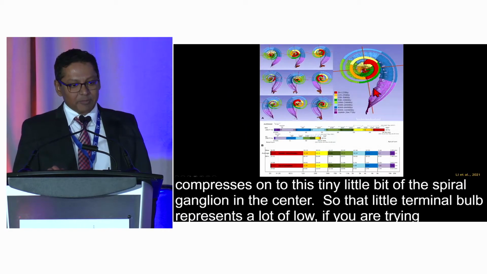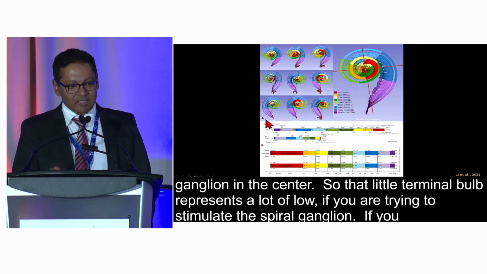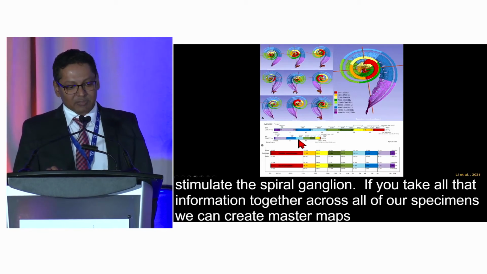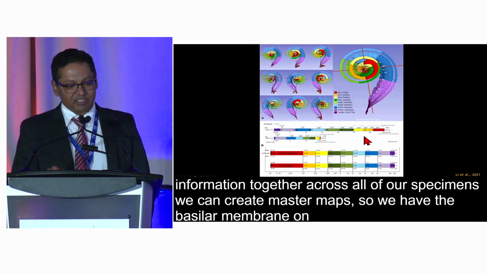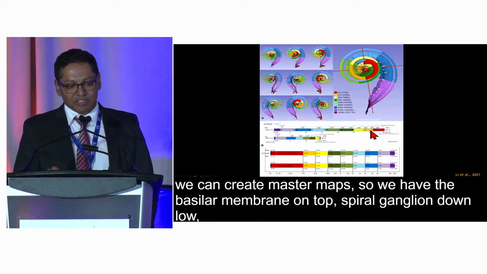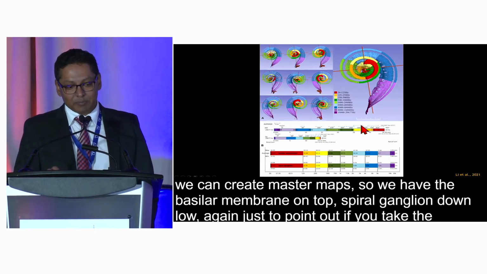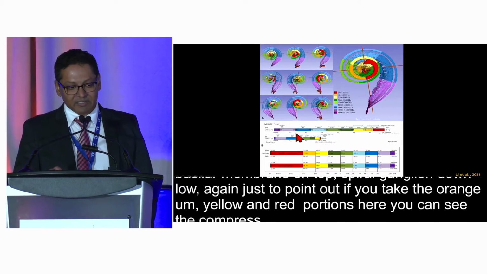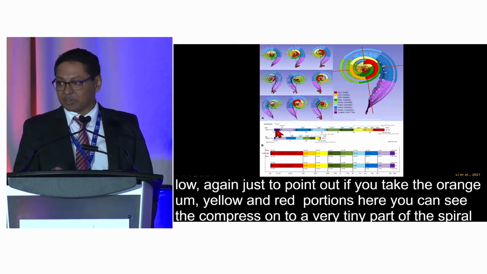If we take all that information together across all of our specimens, we can then create these master maps. So we have the basilar membrane on top, spiral ganglion down low. Again, just to point out, if you take the orange, yellow, and red portions here, you can see they compress onto a very tiny part of the spiral ganglion. And we also have a little bit of compression occurring down at the base.